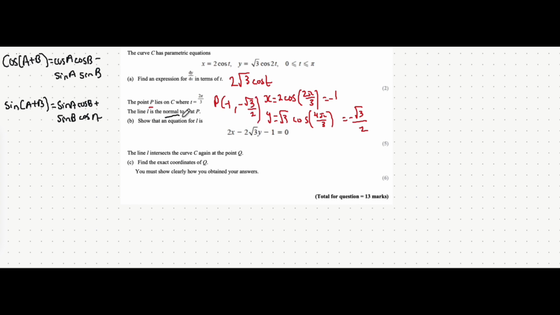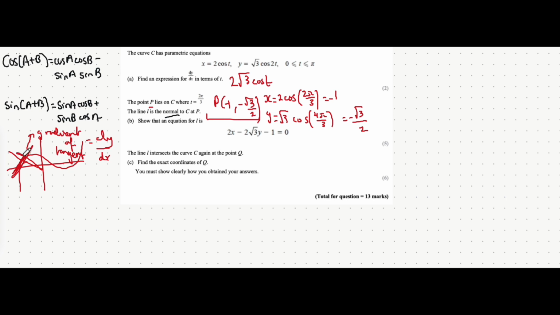It says the line L is a normal to C at this coordinate. What does a normal mean? Let's very briefly recap it in terms of curves. A tangent is a line that matches the gradient of the curve at that point. So essentially, if you wanted to find the gradient of a tangent, you just do dy dx. I'm going to quickly write that out because it is going to help us in this question. If you find dy dx and you substitute the x, y, or t coordinate at that point into it, you get the gradient of the tangent.